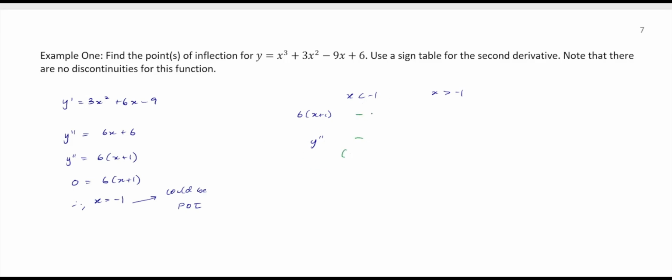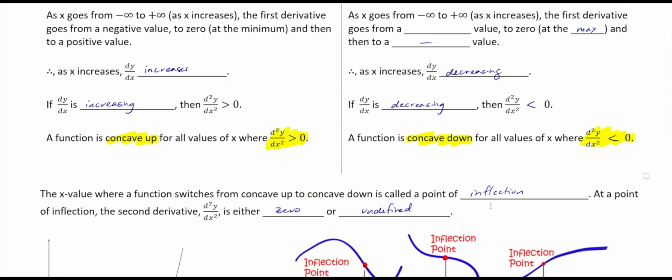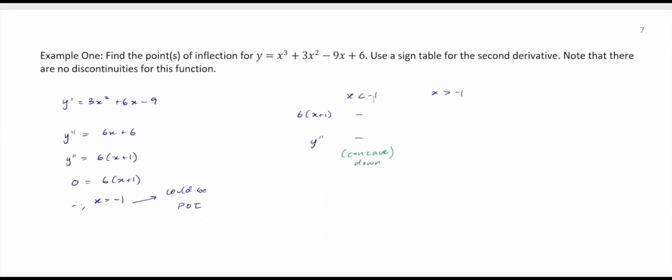Okay, this means that for values less than -1, the function is concave down because the second derivative is negative. Look, we said that over here. If you want to come back and see it, it's concave down at all values of x where the second derivative is negative. Okay, so second derivative is negative, concave down.